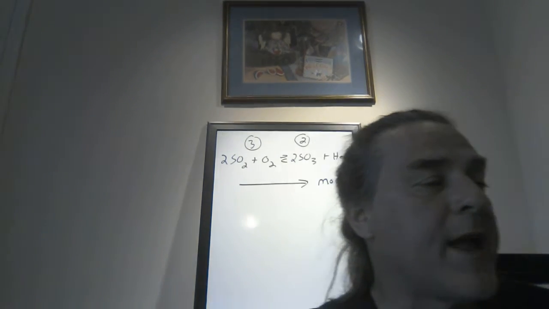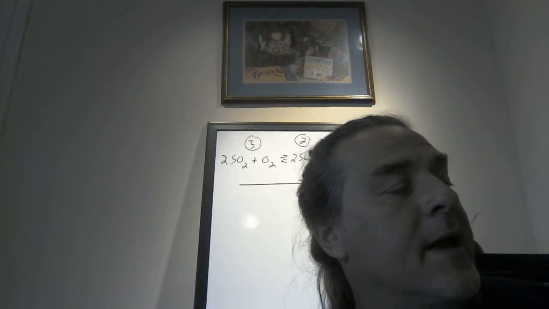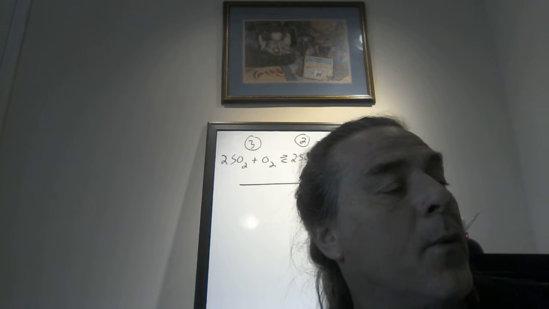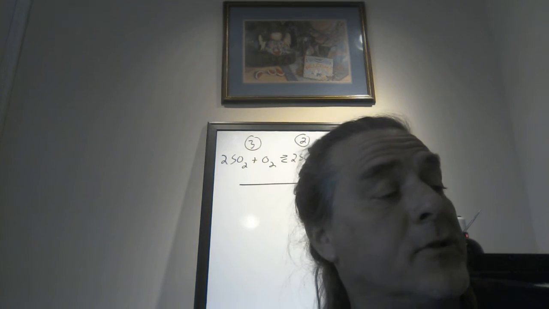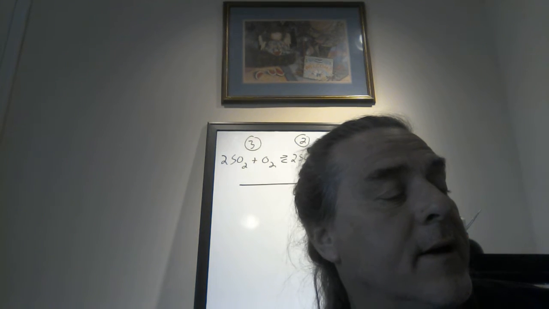Number 76. As reactants are converted to products in the reaction, the entropy of the system, well, it's going from two gases to a solid, so that's a huge drop in entropy, so it decreases, A.